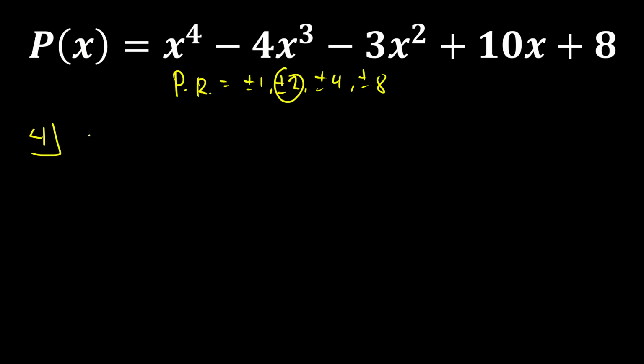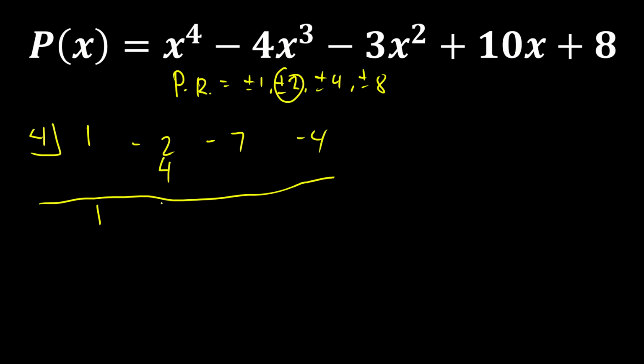So we have 1, negative 2, negative 7, negative 4. So paulit-ulit lang po na synthetic division. So we have 1, 1 times 4 is 4. Negative 2 plus 4 is 2. 2 times 4 is 8. Then, negative 7 plus 8 is 1. And 1 times 4 is 4. And obviously, nag-0 na tayo.